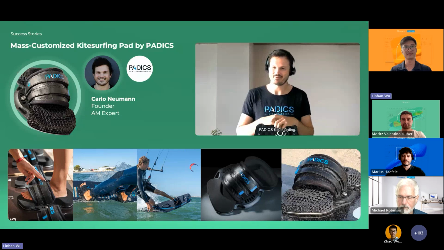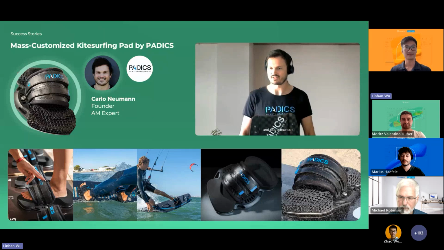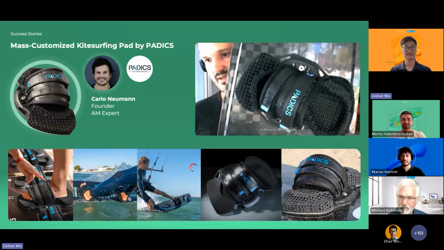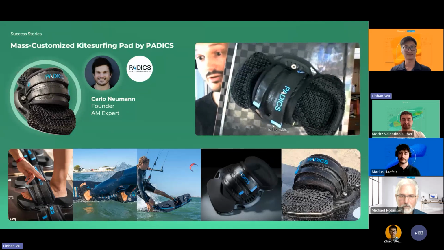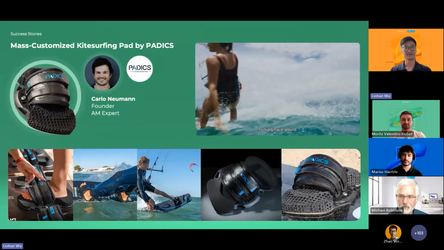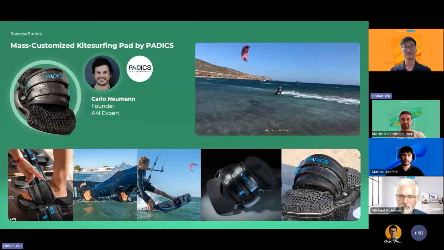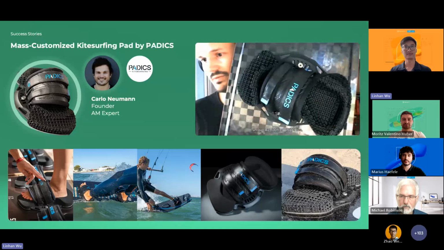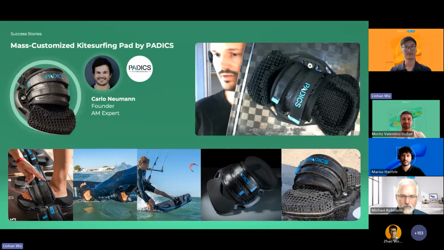Hi, I'm Carlo from PADIC Kiteboarding. We partnered up with HyDesign and Forward AM to create a new kind of kitesurfing pad. This kitesurfing pad will be 3D printed, which gives us a huge advantage in riding comfort and performance. So lattice structuring in the kitesurfing pad gives us a huge advantage that we can now adapt the damping properties to the rider. So from a girl with around 40 kilos to a huge guy around 100 kilos, we can achieve unique damping properties that will increase the riding comfort and the performance on the water.